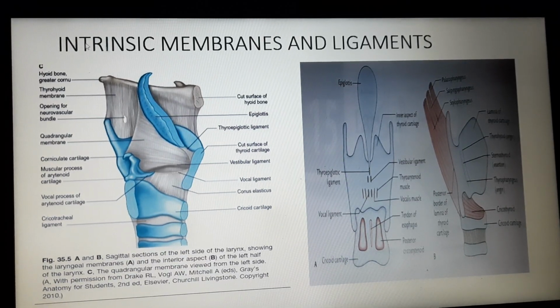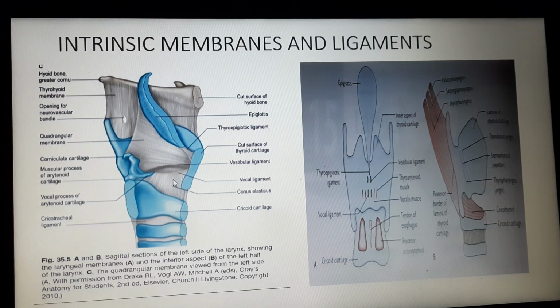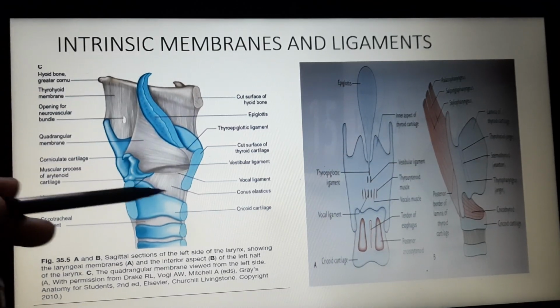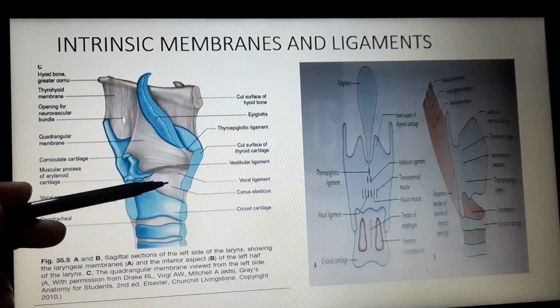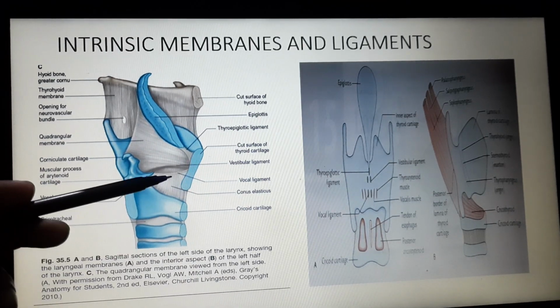Now we study the intrinsic membranes and ligaments. You can see that there are two membranes here. One is the quadrangular membrane and another one is the cricovocal membrane. It is also called conus elasticus, and another name of this ligament is laterocricothyroid ligament. So first we study the conus elasticus.